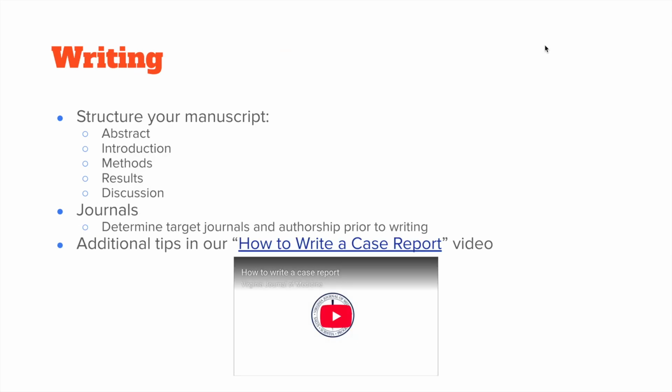When you're ready to write, follow a standard format. This typically includes an introduction, methods, results, and discussion section. And talk to your PI early about journal selection and authorship expectations. We have another excellent research toolkit video on writing case reports if you want more writing tips. We highly recommend it.